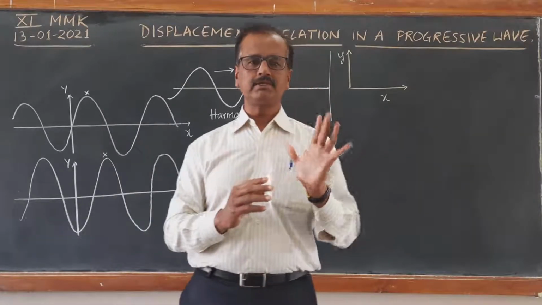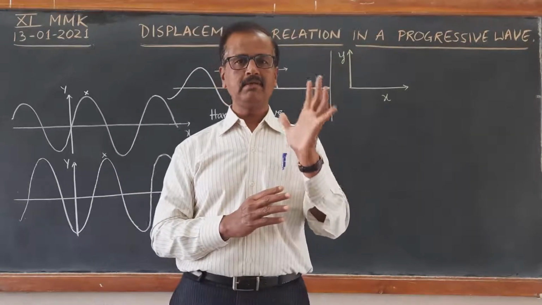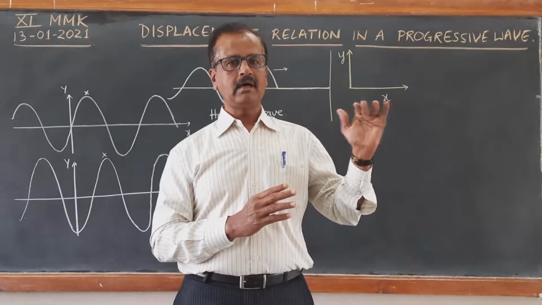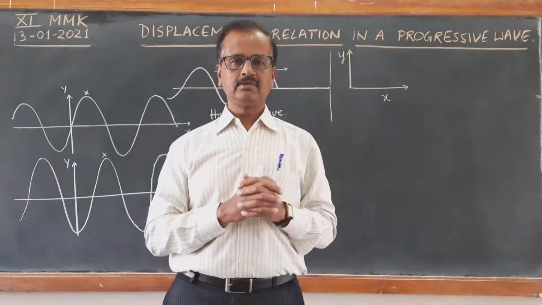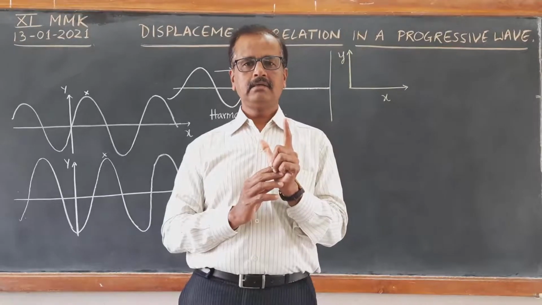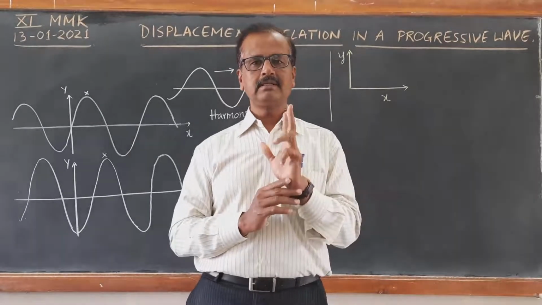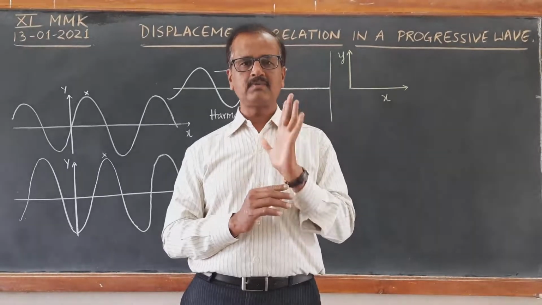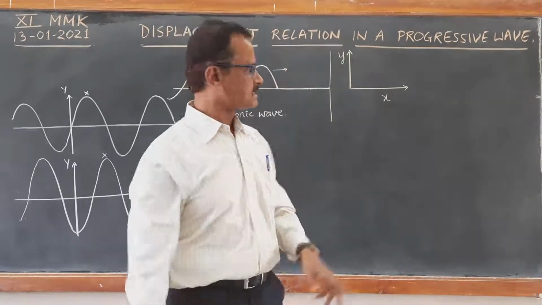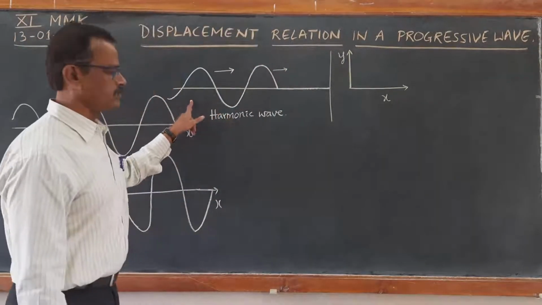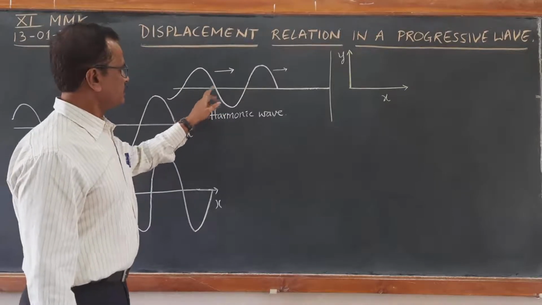It will be changing with respect to the space variable, that is, along a particular direction. So it must have two variables. It must be a function of two variables, that is, the space variable as well as the time variable. Let us consider a simple example which we have discussed yesterday.